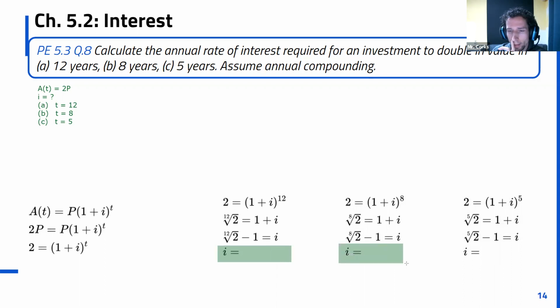So these three values, which one will be the largest? Which one will be the smallest? The third one would be the largest. Third one will be the largest, okay? And which one will be the smallest? The first one. First one.